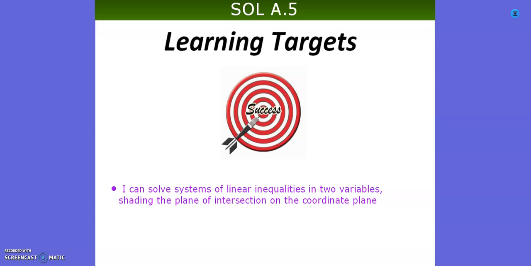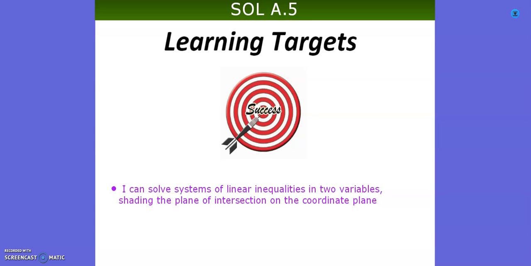Okay, in this video, we're going to take a look at solving a system of inequalities. Now, if you remember what a system was, it's two or more equations, which is what we looked at before, but now we're going to look at two or more inequalities with the same variables.